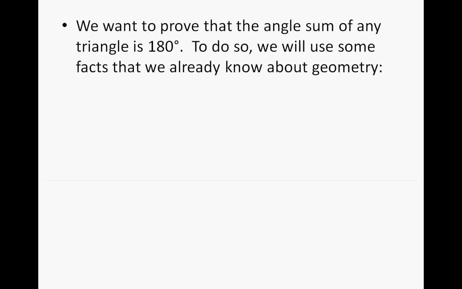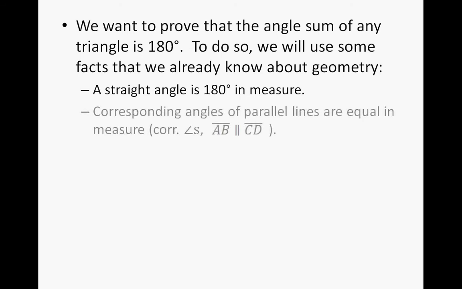Alright, so we want to prove that the angle sum of any triangle is 180 degrees. To do so, we will use some facts about what we already know about geometry. First of all, the straight line angle is 180 degrees in measure. We also know that corresponding angles of parallel lines are equal in measure.